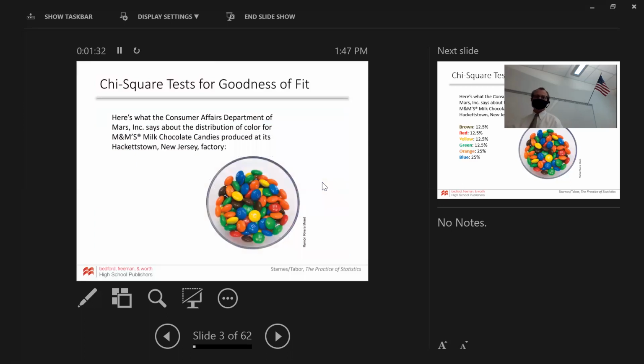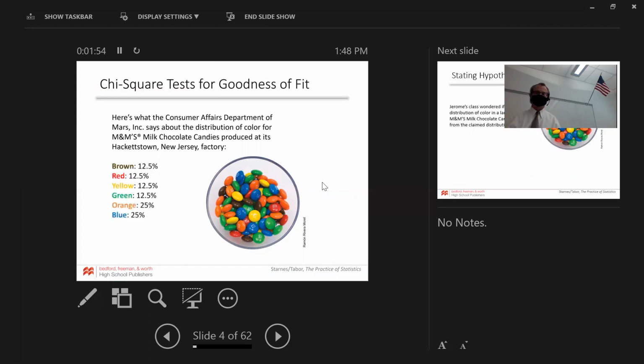So it starts with this. M&Ms are made in New Jersey. Who knew? You like M&Ms? Everyone likes M&Ms. So we should do this activity about the different color M&Ms. It's not a COVID-friendly activity, okay? So it's just disgusting.